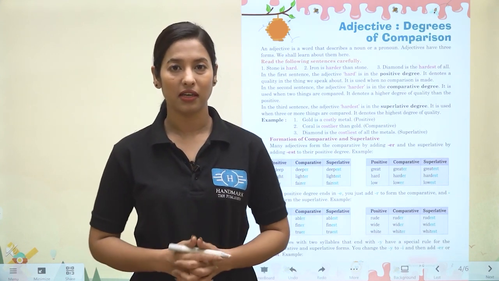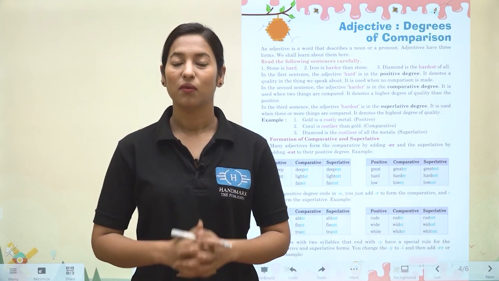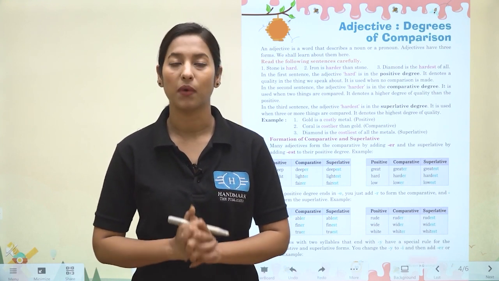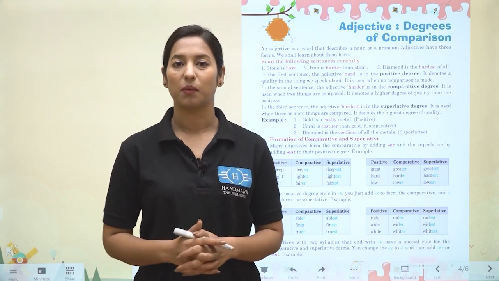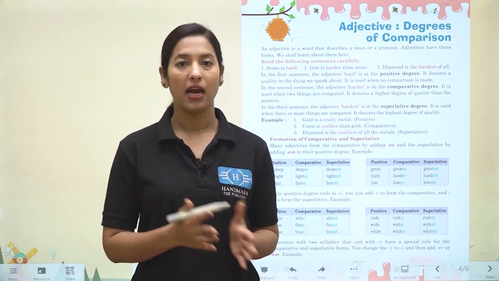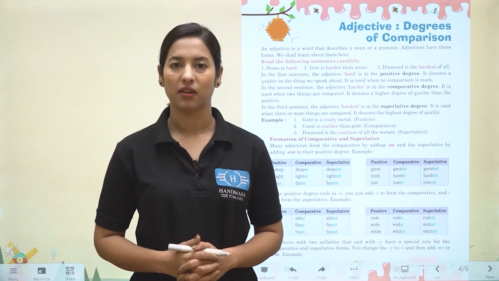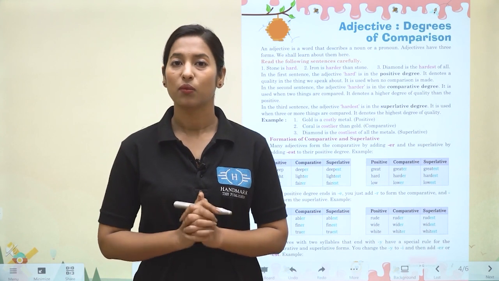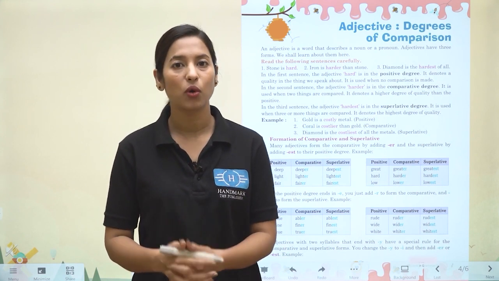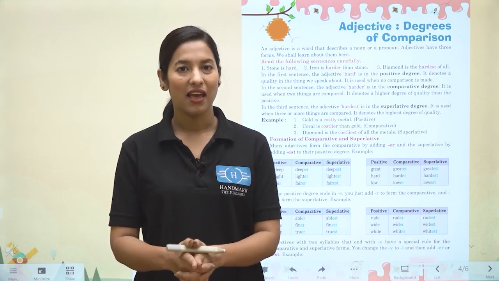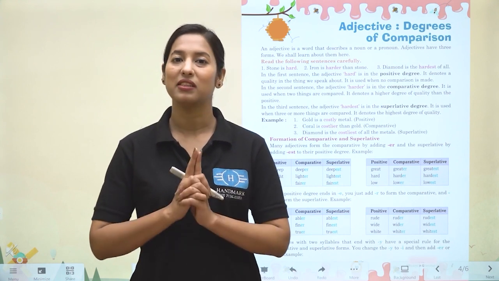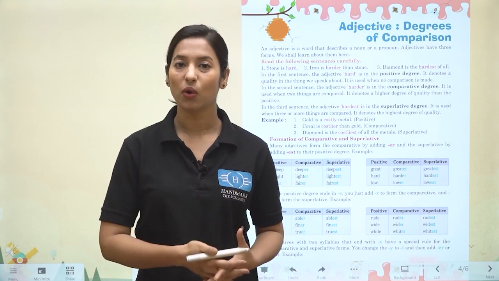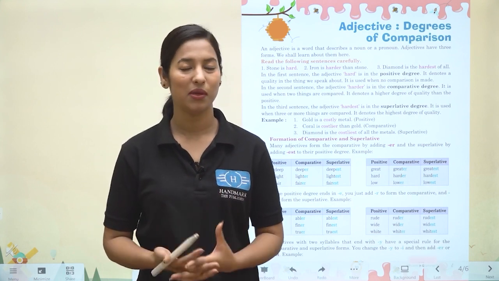Children, let me tell you one thing. Why do we need to understand this chapter? Because we use these three degrees whenever and wherever we make comparisons. For example, if I say Kruti and Shruti are intelligent girls, we know that these two girls are intelligent. But what if we want to know who is more intelligent? There we are going to use the degrees. Degrees are used to compare two or more than two things or people.